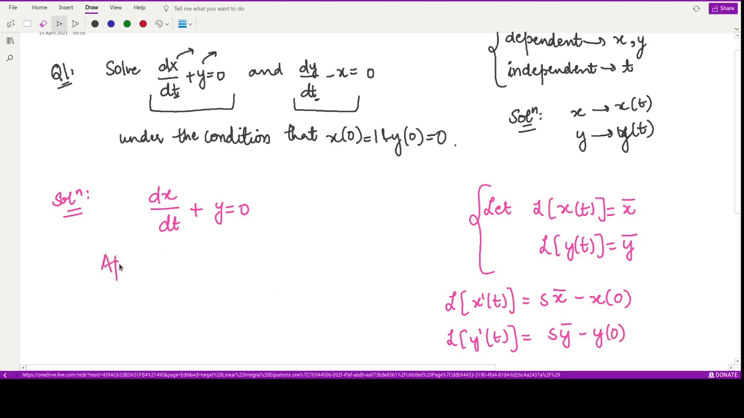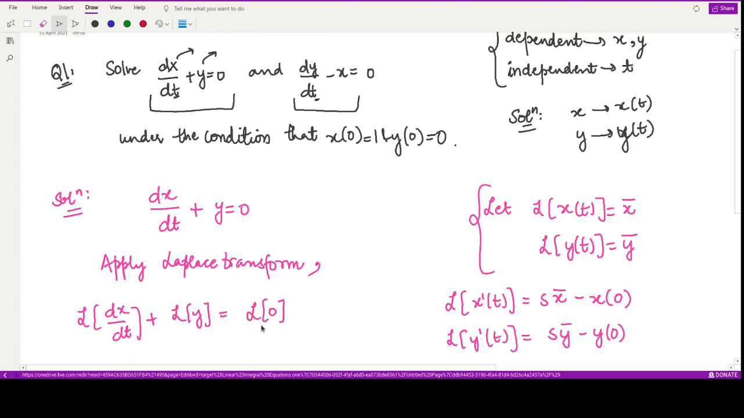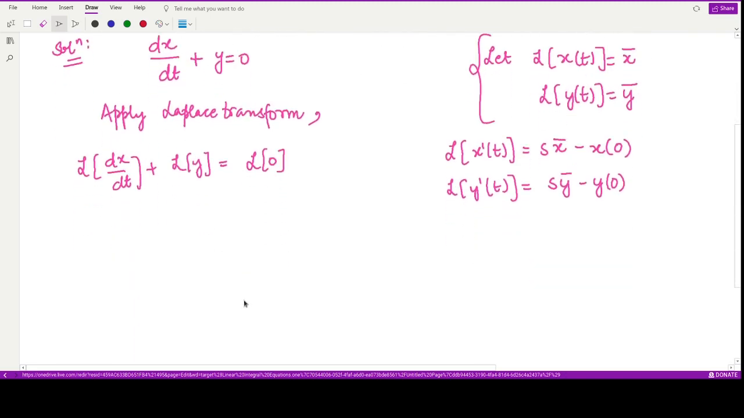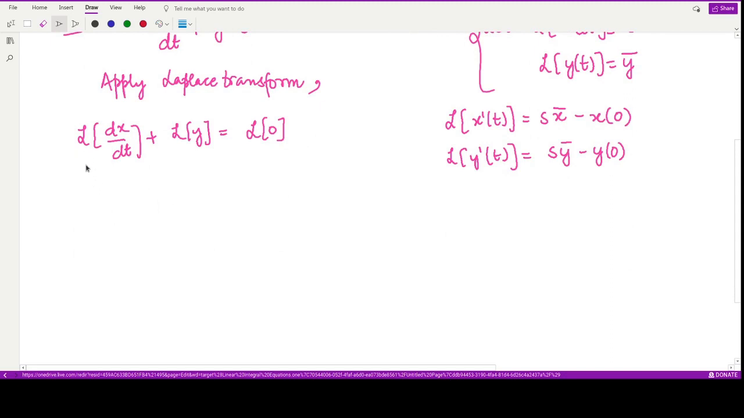Firstly we'll apply Laplace transform on both sides. So we have the Laplace transform of dx by dt plus the Laplace transform of y, that is equal to the Laplace transform of 0, and the Laplace transform of 0 is 0 only. So we'll substitute the values here.